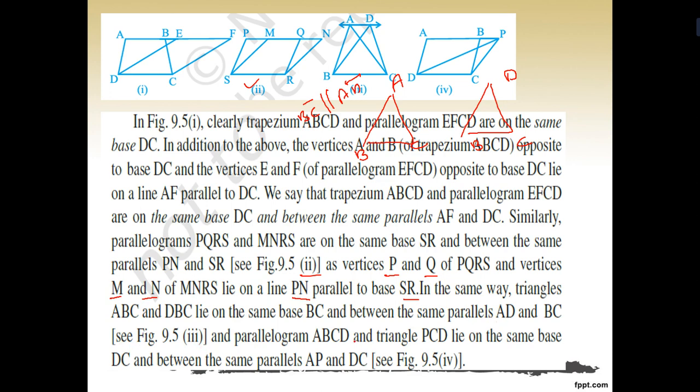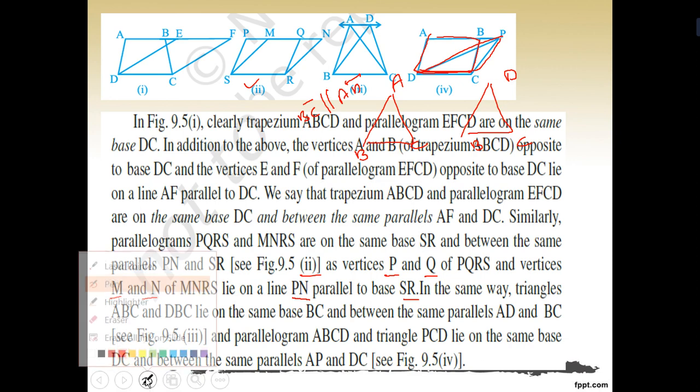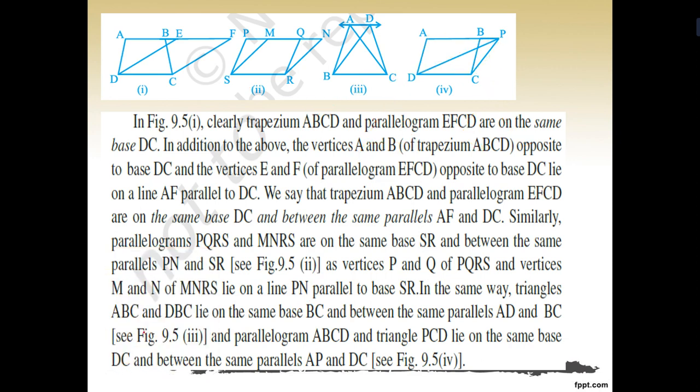Now in the fourth, parallelogram ABCD and triangle PCD lie on the same base CD and between the same parallel lines AP and CD. So here CD is the base. ABCD is a parallelogram and DCP is a triangle. So same base, so we can say they are between the same parallels.